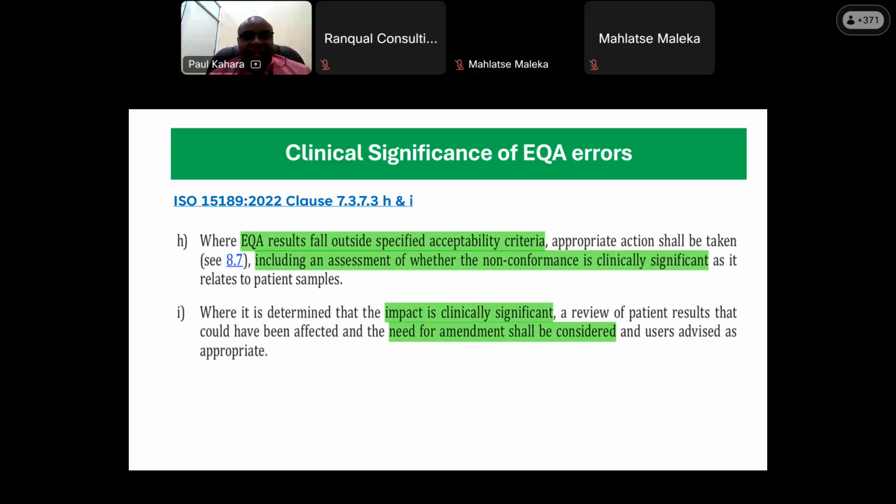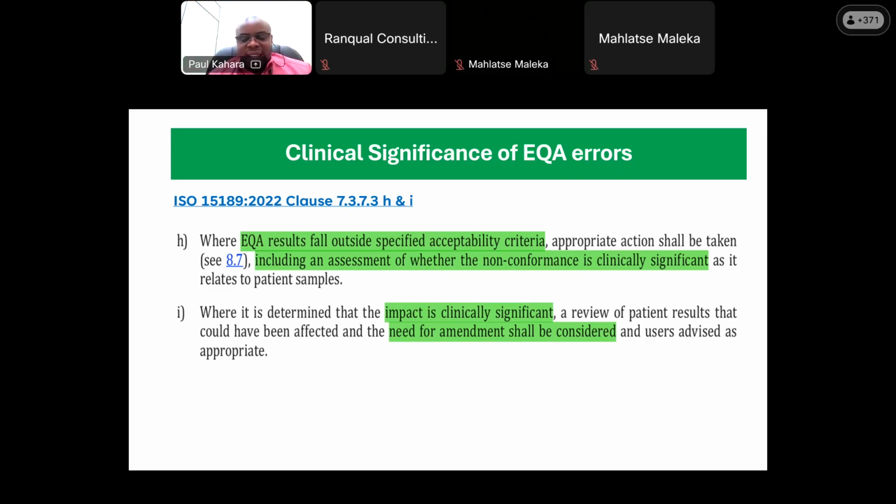Now, 7.3.7.3 H and I, this is about EQA, external quality assessment, where EQA results fall outside specified acceptability criteria. The standard is telling us that appropriate action shall be taken. Of course, this means that when EQA fails, we should take appropriate action. Now, one of those appropriate actions is assessment of whether the non-conformance is clinically significant.